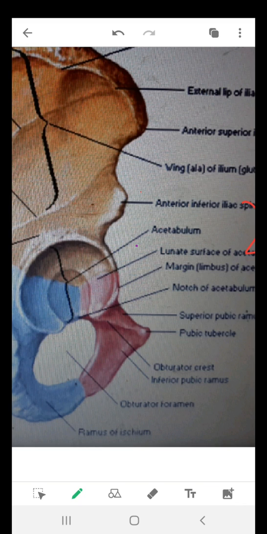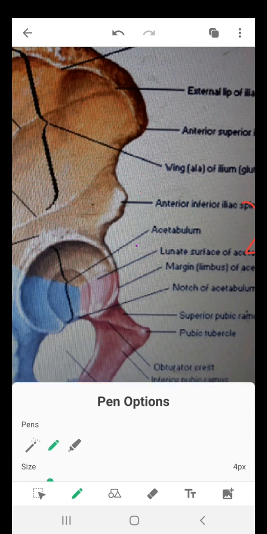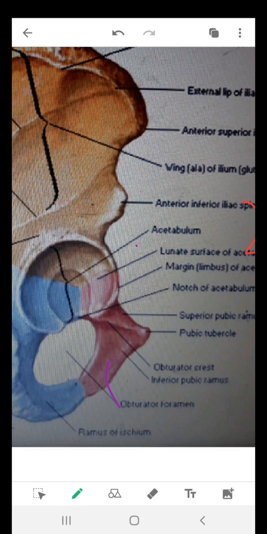So it has an inferior ramus here. Then it will also have a pubic tubercle here. The pubic tubercle is right here. It's growing from this aspect. Then of course it's going to have an obturator crest. All these have their function, an obturator crest.